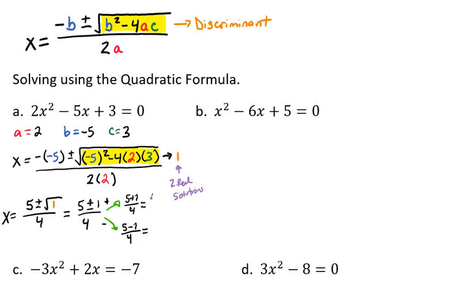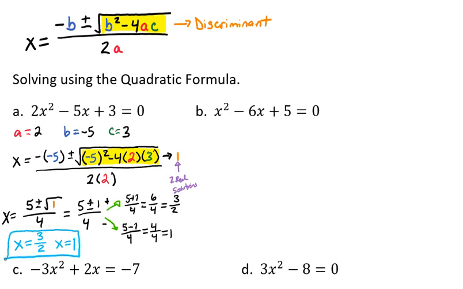So that's going to give us a 6 over 4, which can reduce to 3/2. And here we'll have a 4 over 4, which reduces to 1. So we have 2 solutions. We have x equals a positive 3/2, and we have x equals 1. And that is our solution.